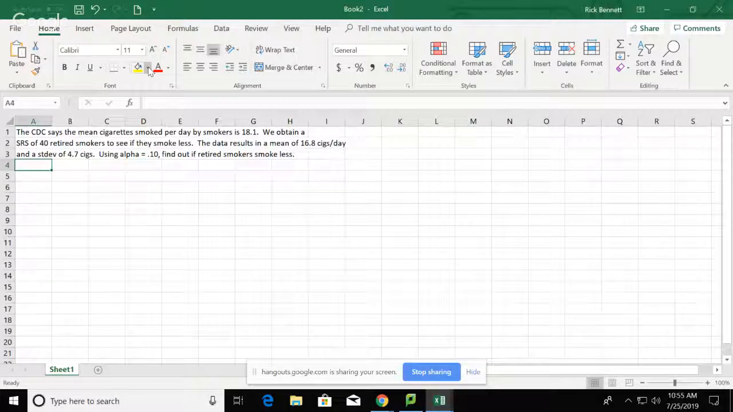40 isn't a very big study, is it? It's bigger than 30. And in fact, maybe before we do this problem, I should talk about some requirements here, okay?